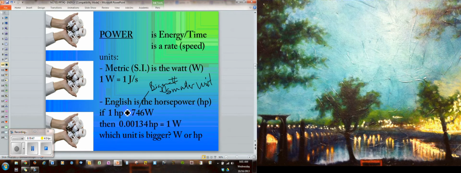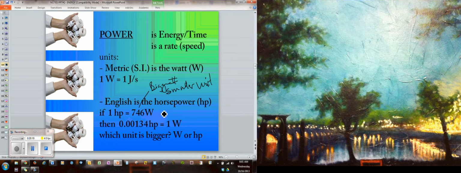So 746 is bigger than 1. Therefore, the watt is the smaller unit. So if I ask you which unit is bigger, you do not look at the number to answer this question. You have to look at the unit and you would say, okay, which unit is bigger? 746 is the bigger number, so it must be paired with a smaller unit. The watt is smaller. Think of it another way. You need 746 of them to equal 1 horsepower. So the watt is much, much, much tinier than the horsepower.